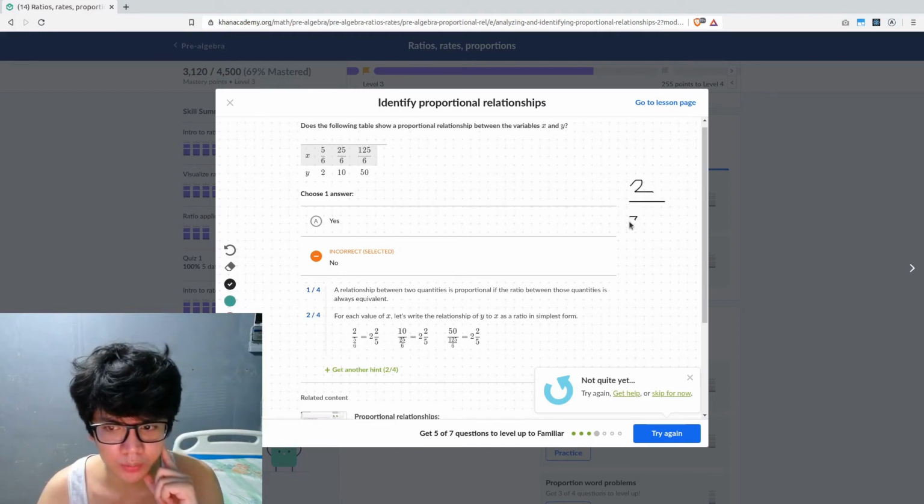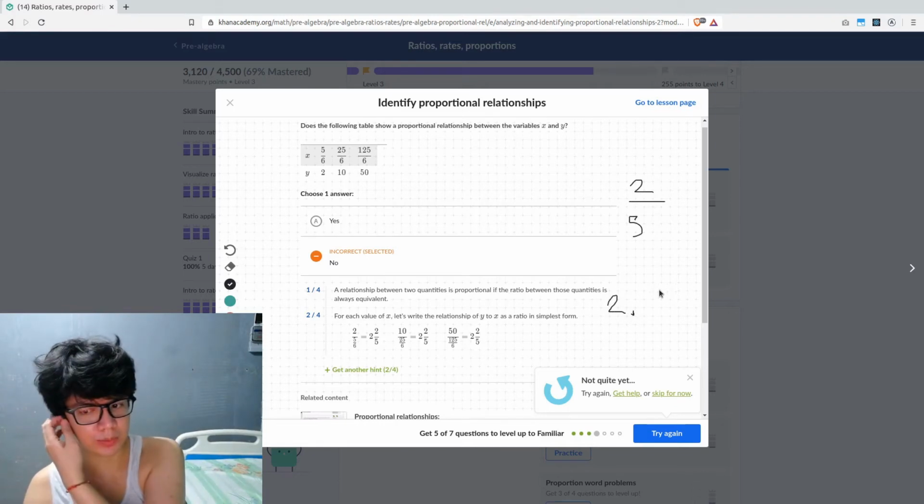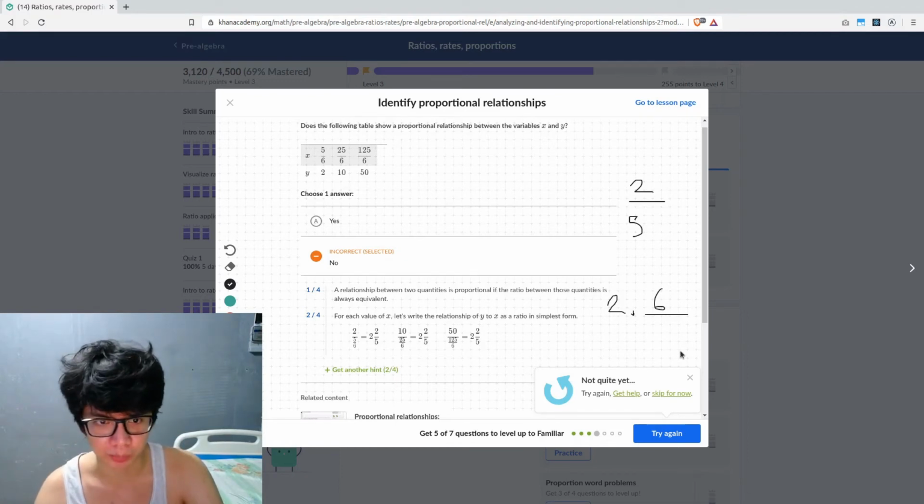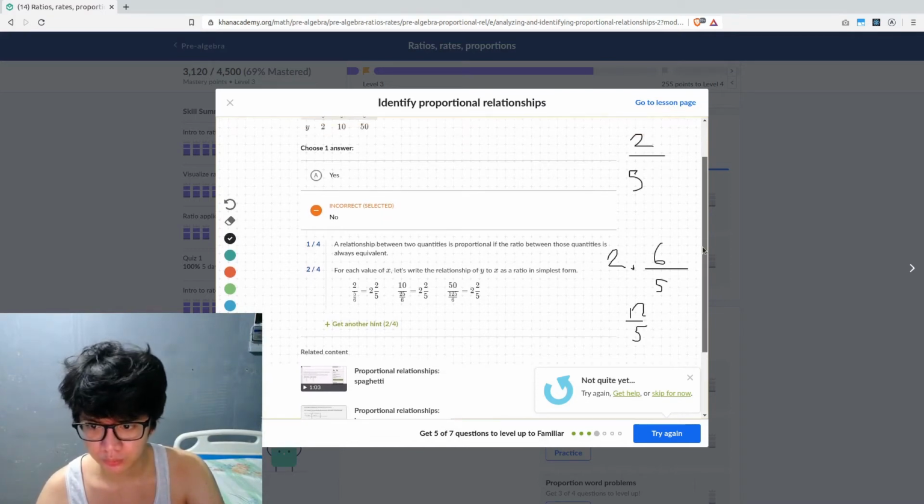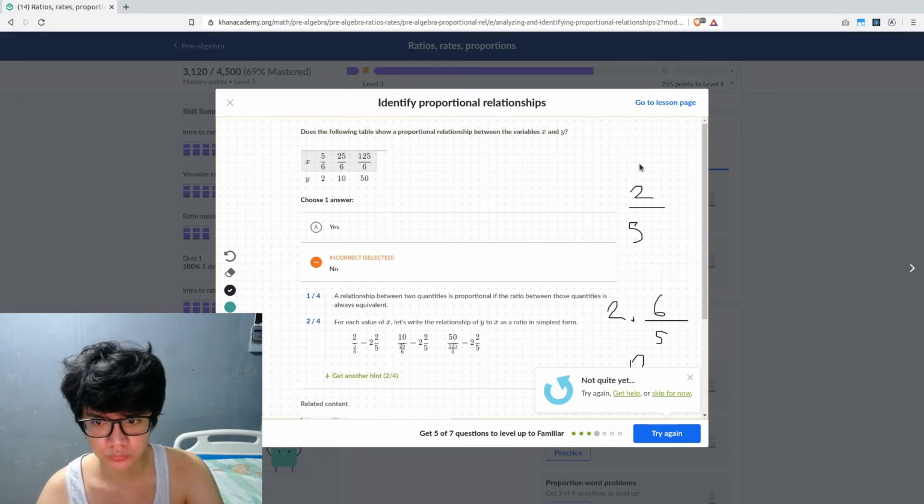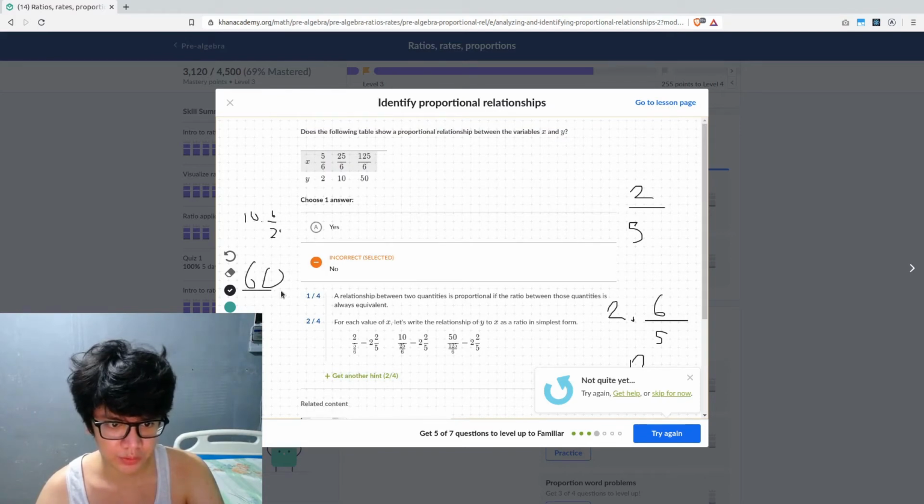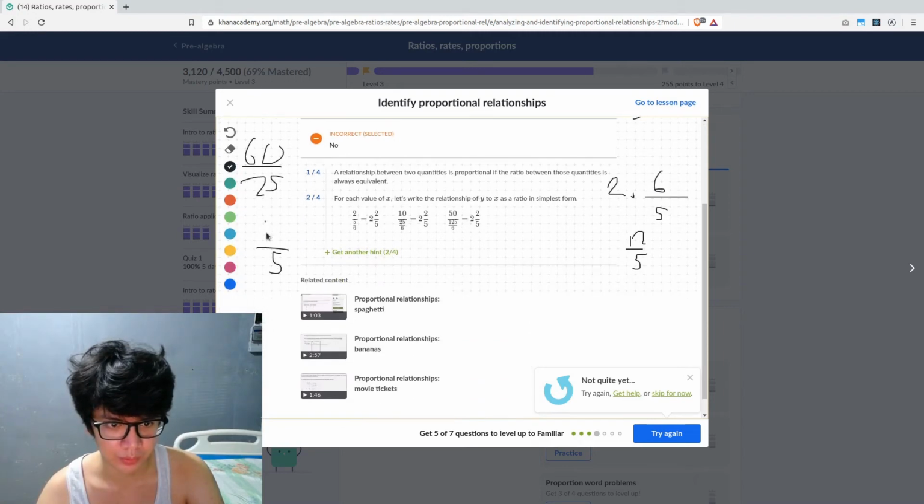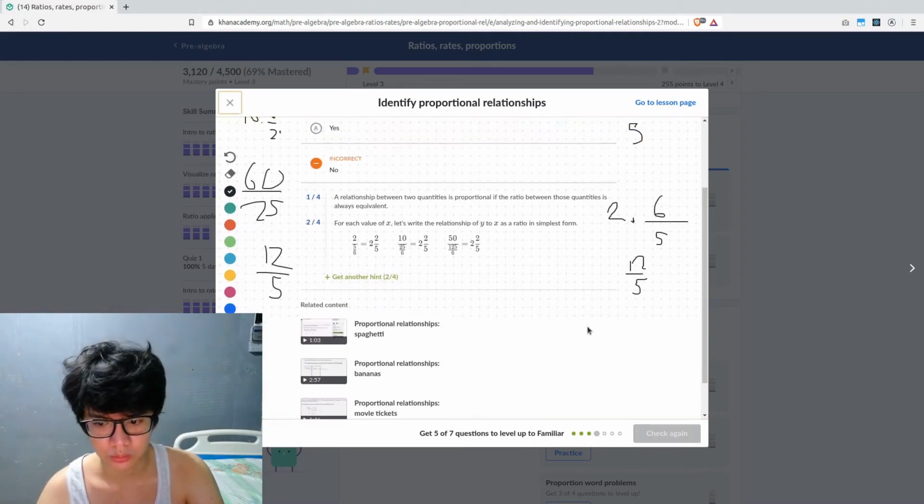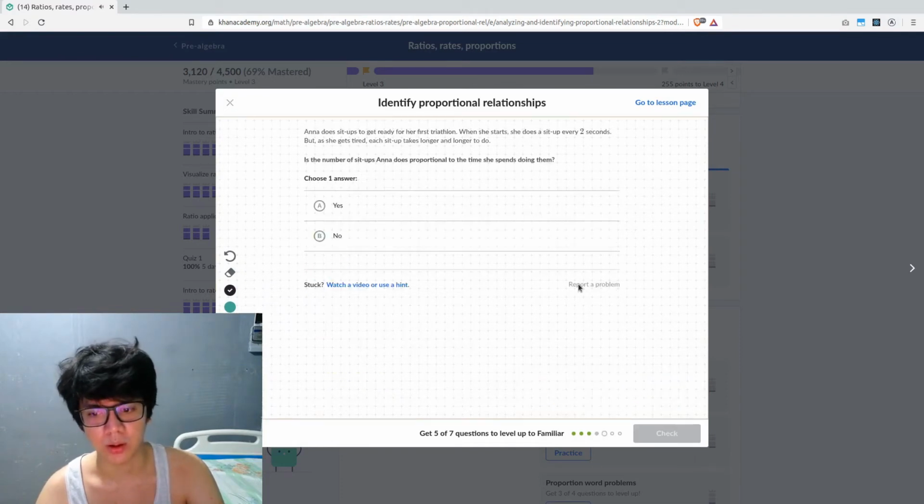To divide by 5, 6, it's the same thing as multiplying by its reciprocal. So it's going to be 12. So that would be the same thing for 10. You have 10 times 6 over 25, so 60 over 25. We can divide by 5, so we have 5 here. Cool.